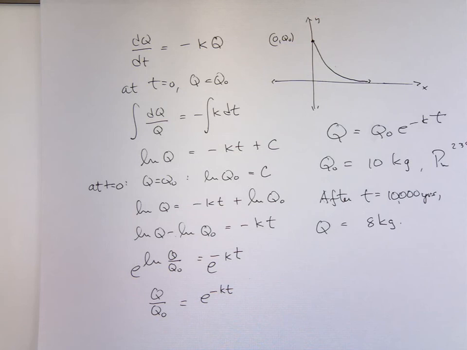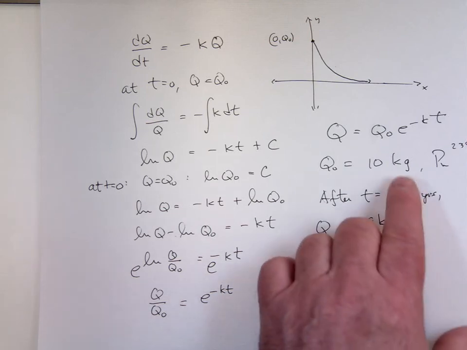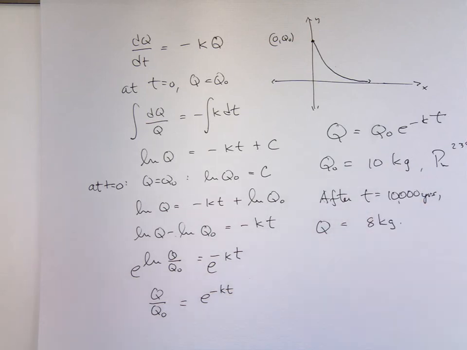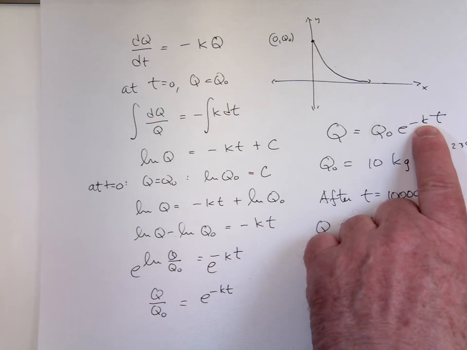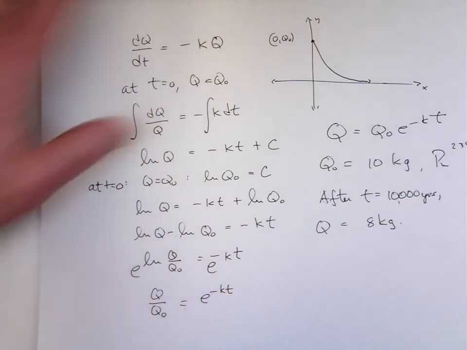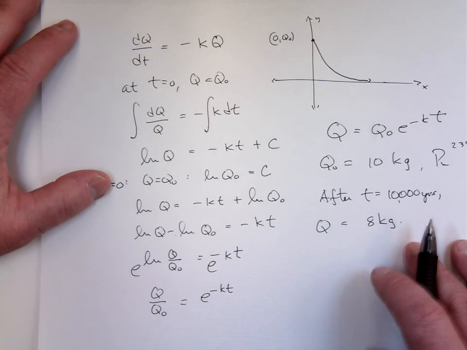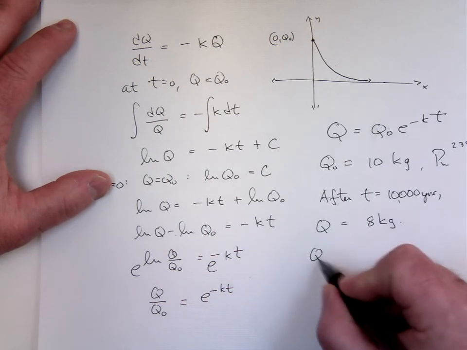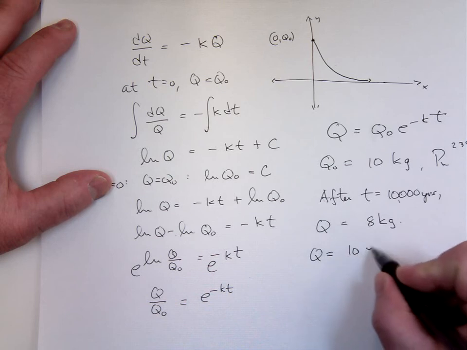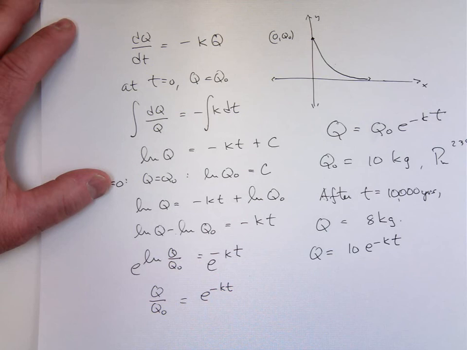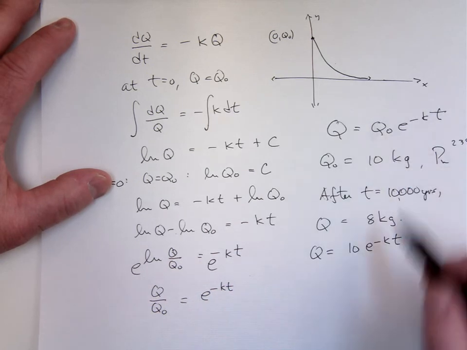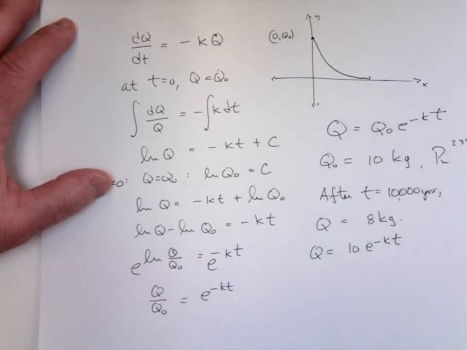Okay? So we want to find the half-life. We don't know the rate of decay. We're going to have to find the rate of decay first, and then we can find the half-life. So let's do it. So here's what we know. Q is equal to 10 e to the negative kt. Okay. Q sub naught is 10. We do know after 10,000 years, Q is now 8 kilograms.